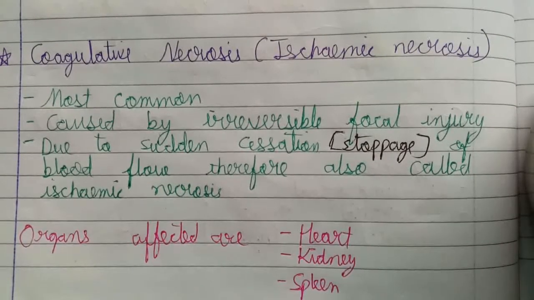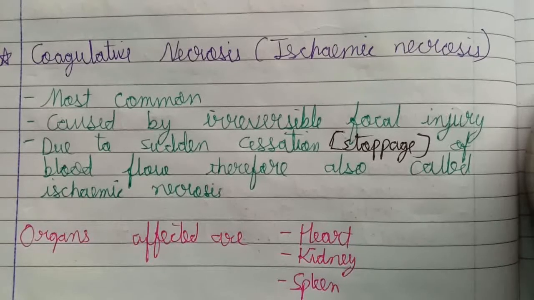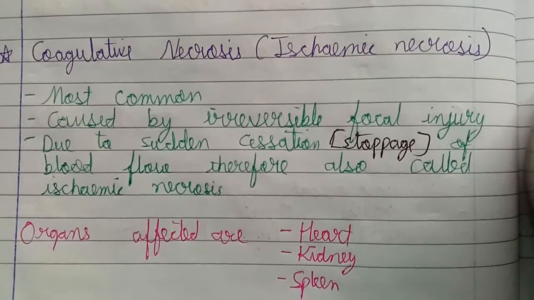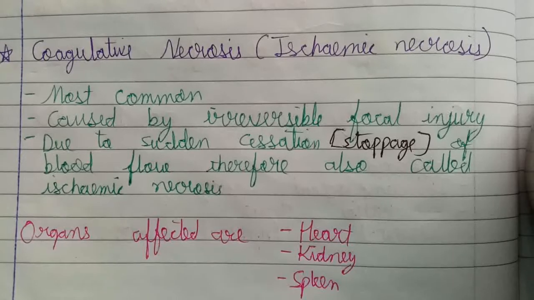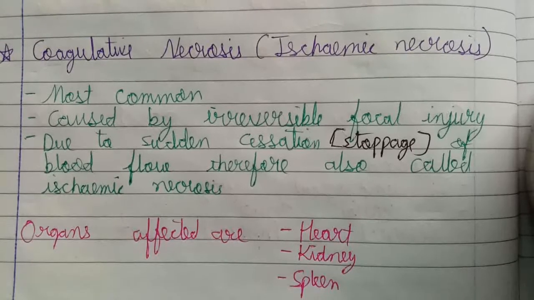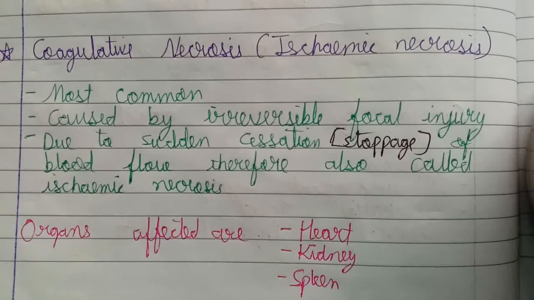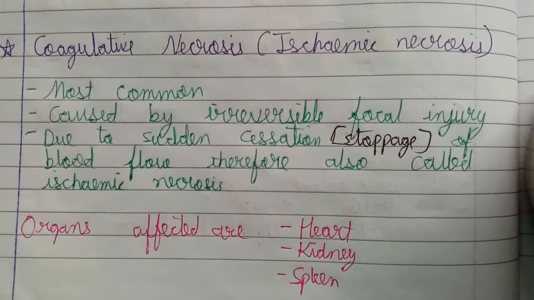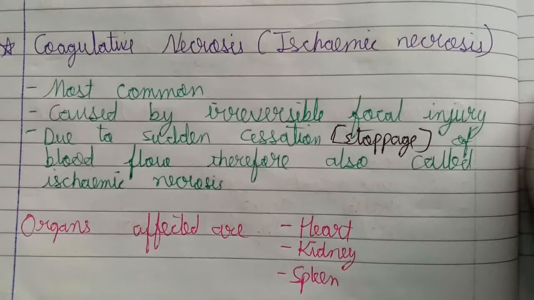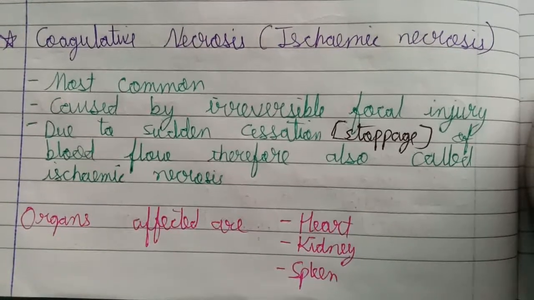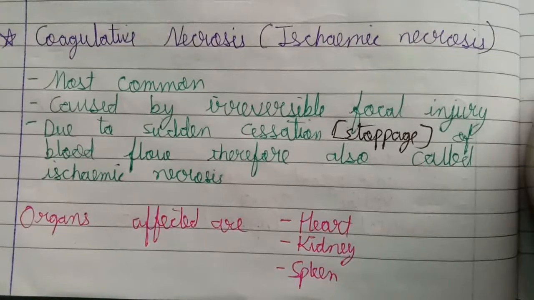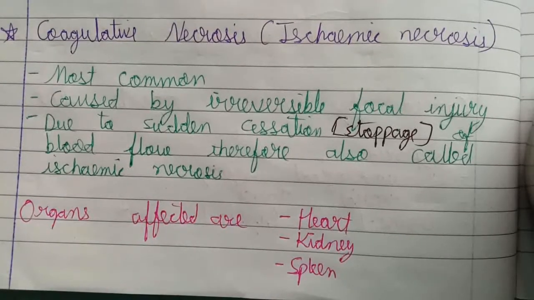Coagulative necrosis, also known as ischemic necrosis, is the most common necrosis, and it is mainly caused by irreversible focal injury which occurs due to the sudden cessation, that is, stoppage of blood flow. Therefore it is also known as ischemic necrosis. The organs mainly affected are the heart, kidney and spleen. Now let's move on to its gross features.